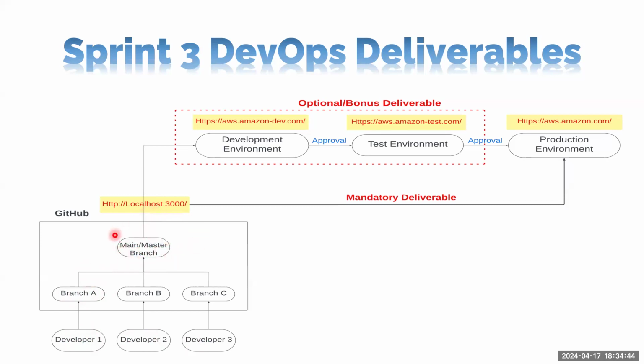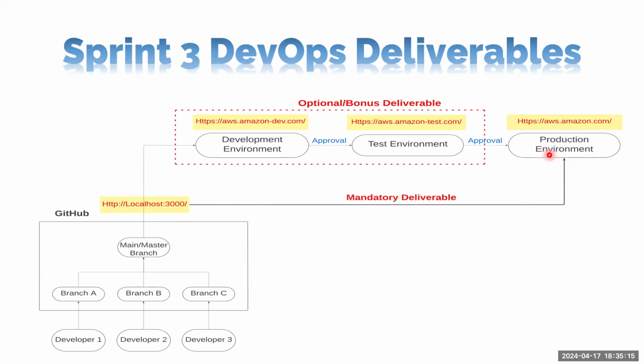Once a commit is created in the main branch, you demonstrate it in our local environment, right? As of now, in the sprint 3 submission, you need to push these changes into the live environment. When a TA or a professor accesses this live environment, your changes should be available. This is the mandatory deliverable.